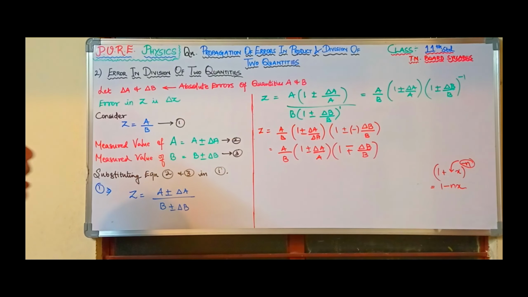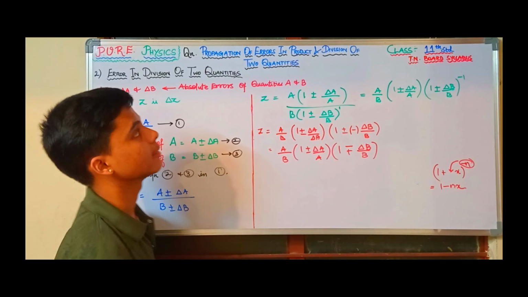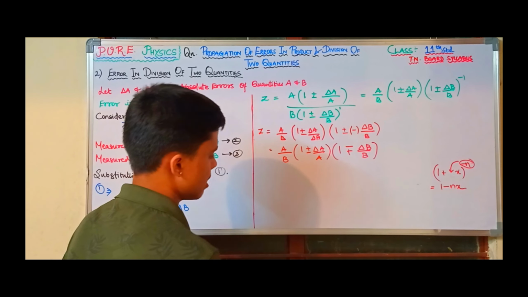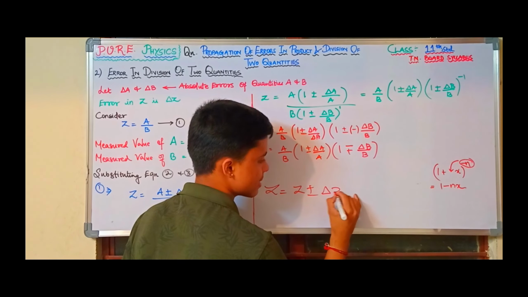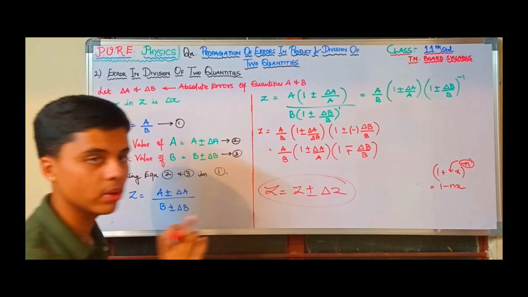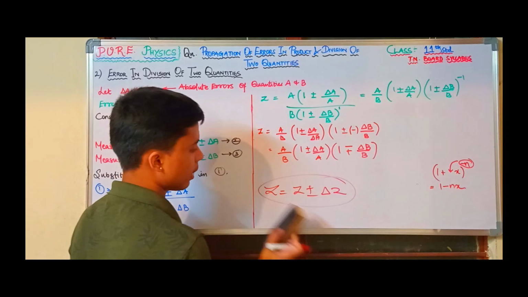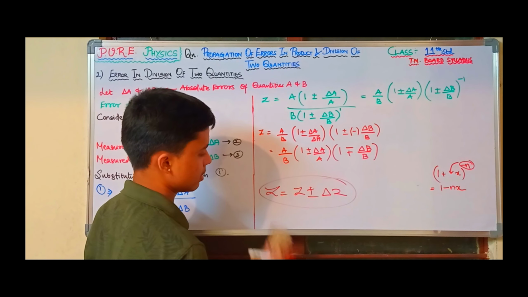Now I know that in all the derivations of this propagation of errors, we saw that Z is equal to Z plus or minus delta Z. This is the measured value of the Z quantity. So therefore, in the place of Z, I'm going to substitute this value.